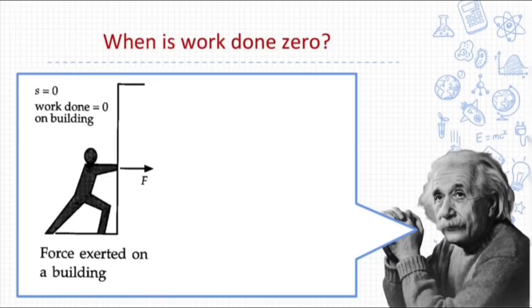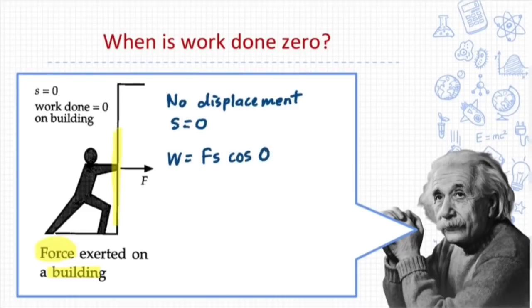Okay, for the next example, we have a person pushing on a wall. So there is force exerted on the building. And as you can see, because it is a wall, the wall will not be moving. So there will be no displacement, which means that s is equal to 0. So then we want to find work done and use the same formula. But now we substitute s is equal to 0. So finally, we will get W is equal to 0 joule as well.